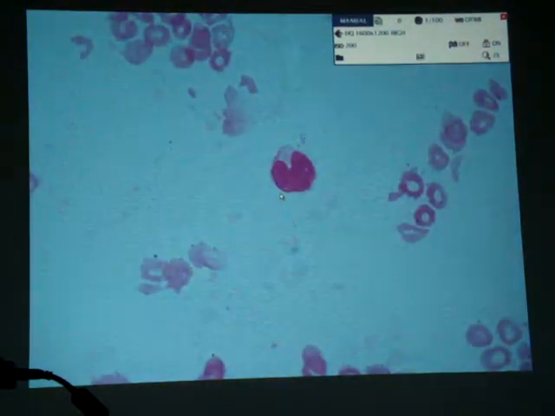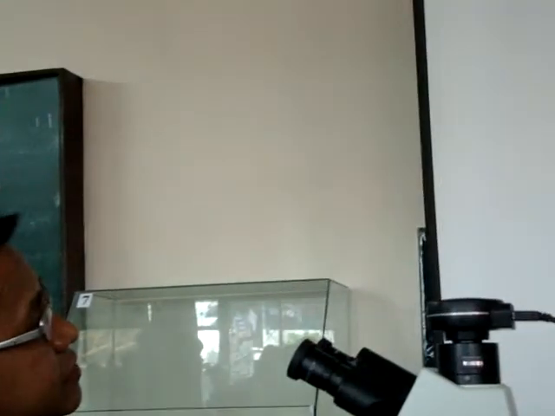So those are the cells which you should be able to identify for this activity, the cellular elements of the blood. Do you have any question? Okay, so then our next quiz coverage will be the blood cells.